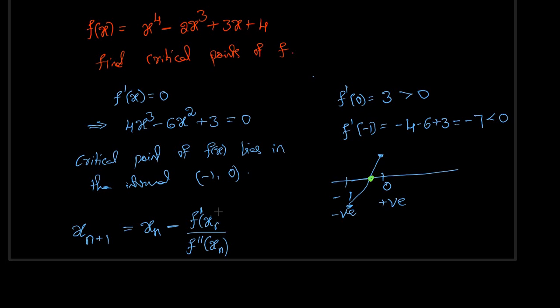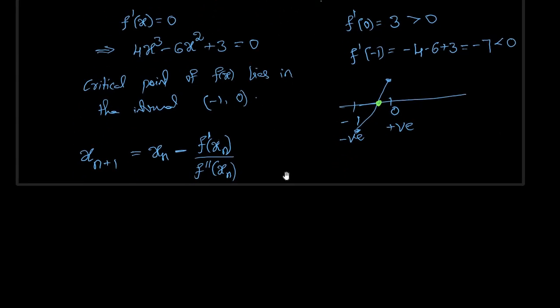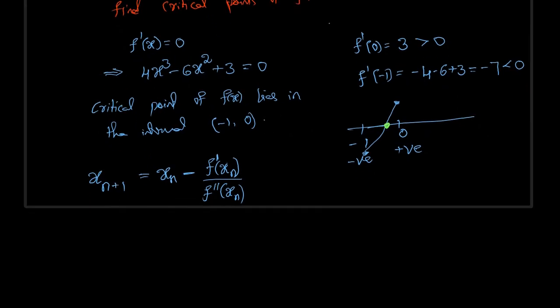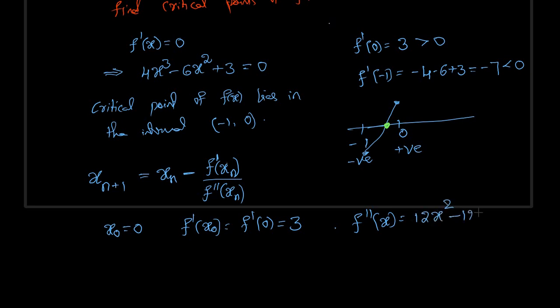All right. So this is x n. Now you can simply do one thing. You start with any initial approximation from this interval. So let me take our initial approximation x0 to be 0. If x0 is 0, let me see what is f dash of x0, that is f dash of 0. What is f dash of 0 here? Which is 3. And let me calculate the second derivative of f at x. The second derivative at x is nothing but 12 x square minus 12 x.